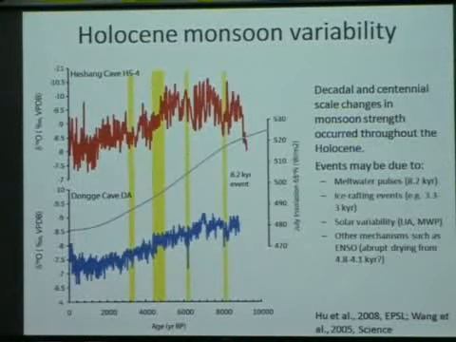I'm not going to go through every little wiggle on here, but there are a few other things which are seen in common between these two records, and I'll show you in some other records as well in a minute, some of which may potentially reflect solar variability, which may play a more dominant role during the Holocene when sort of other boundary conditions were less significant.